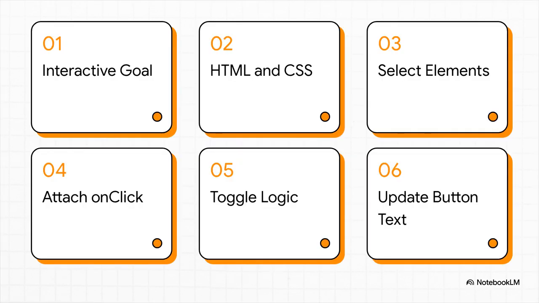Here is our game plan for today. The interactive goal, HTML and CSS foundations, selecting the elements, attaching the onClick event, writing the toggle logic, and finally, updating the button text. 6 simple steps.